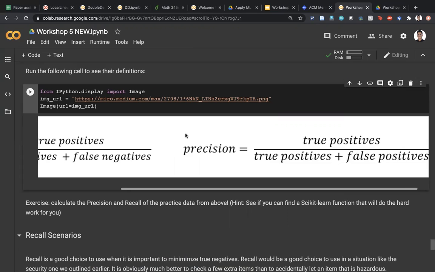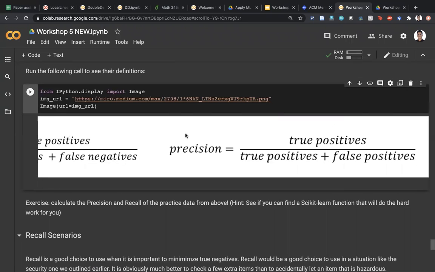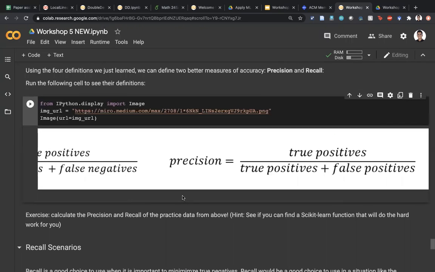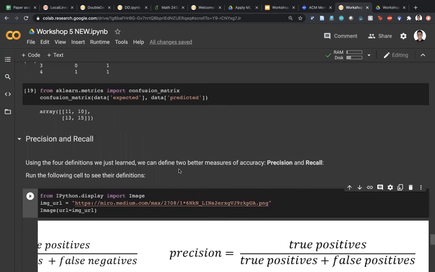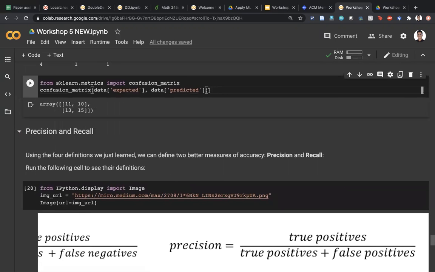Before we talk about what exactly they are and where they're useful, see if you guys can, using the data from above, calculate what the precision is and what the recall is for this data set that we have. So if everybody could just take a minute or so to try to get that in. And hint, there's definitely a scikit-learn function out there that can do what you want to do. So see if you can find that and try to work that into your code here. So yeah, I'll give you guys about a minute for that.